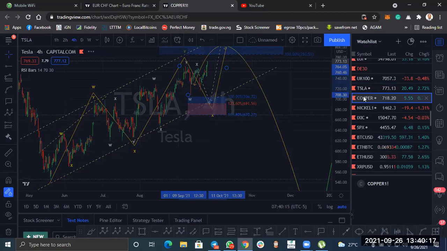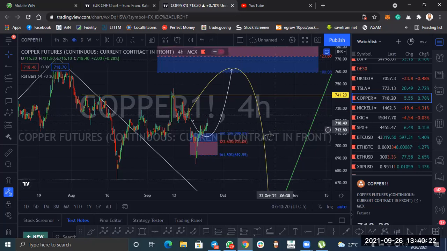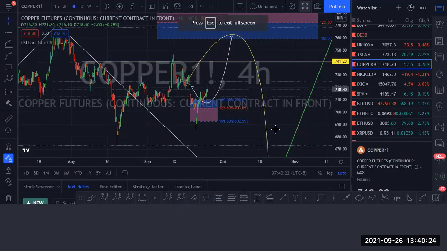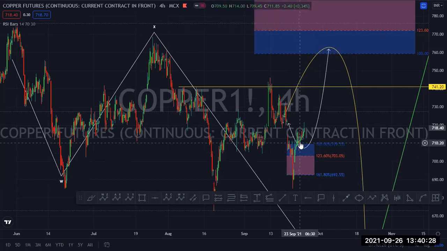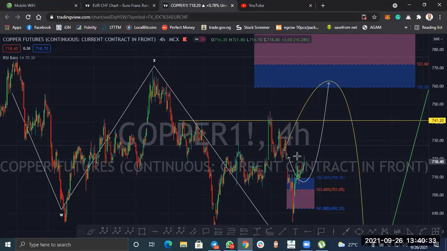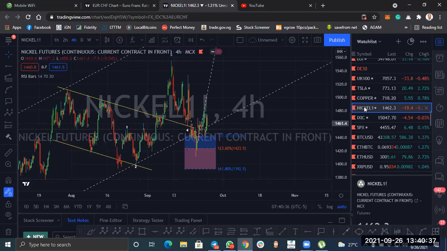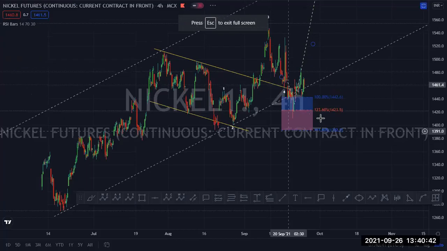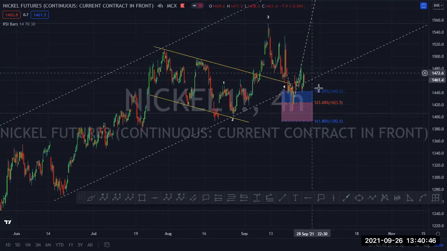Copper. Copper also made a deeper move, but has bounced back. So they are all buying. They have been buying strongly, but later made some pullback. The market doesn't go in one direction forever. Nickel turned at our reversal zone, is now buying. Okay. Entering buy makes sense.